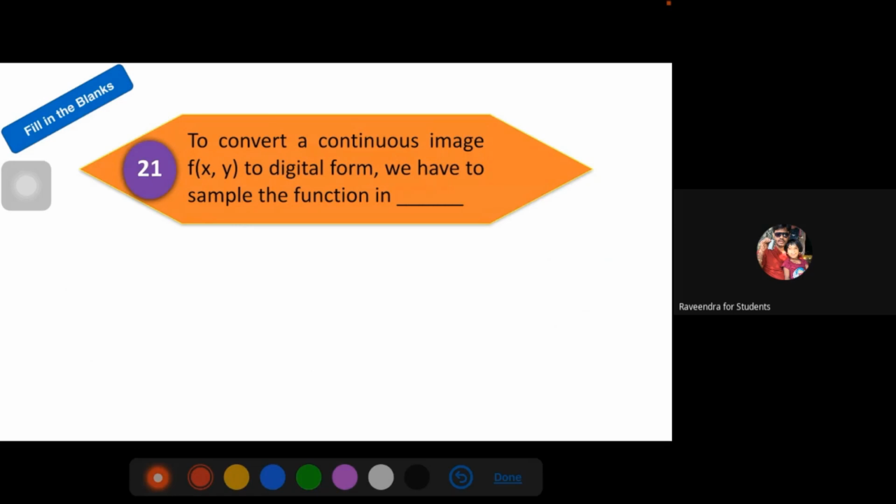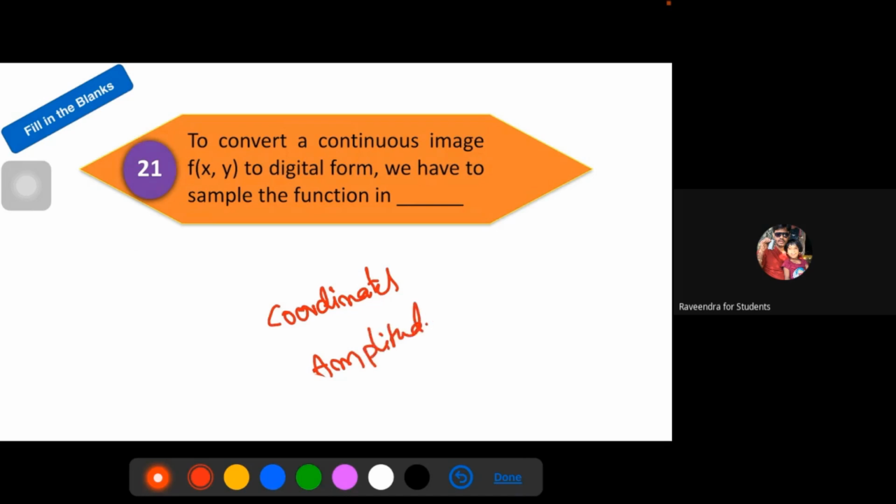Next, coming to fill in the blanks. First one: to convert a continuous image f of xy to digital form, we have to sample the function in dash. So you can write in the blank coordinates, or amplitudes. We have to sample either coordinates or amplitudes to convert the continuous image into digital form. You can write any one of these two to get the half mark.